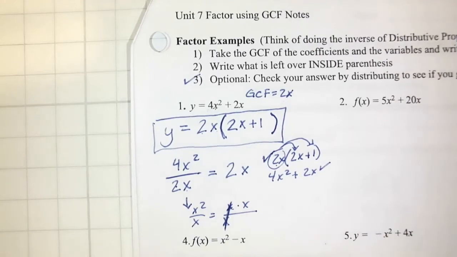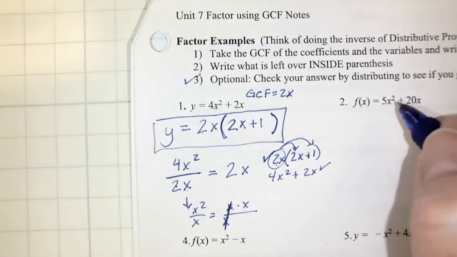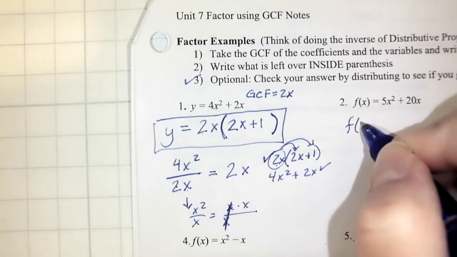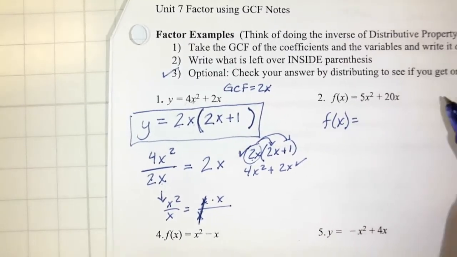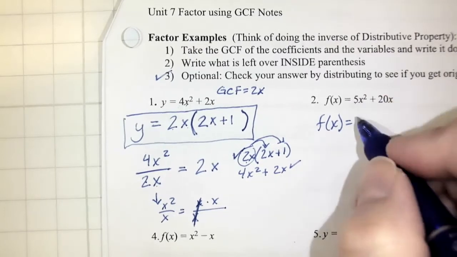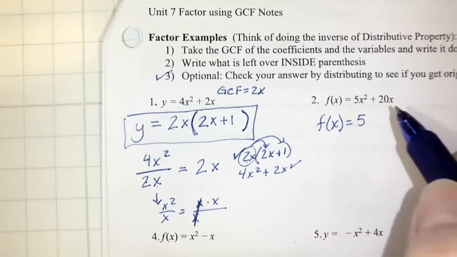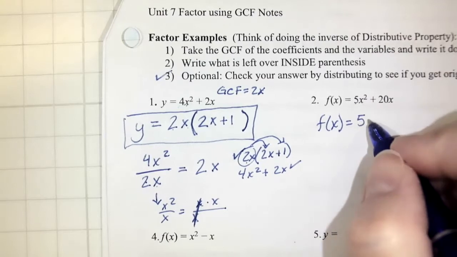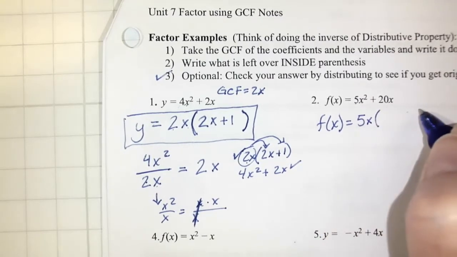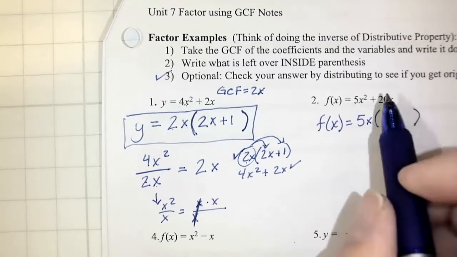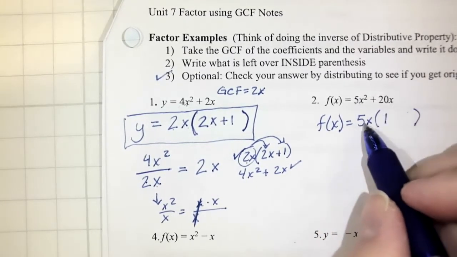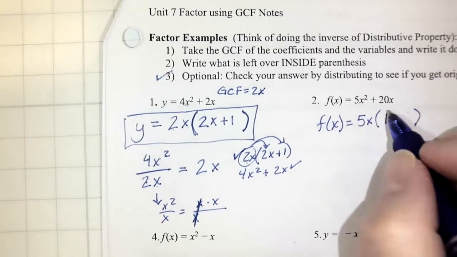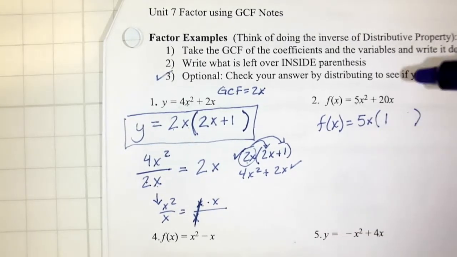Let's look at example 2. f of x equals 5x squared plus 20x. So what's the GCF of 5 and 20? It's 5. What's the GCF of x squared and x? It's x. So now I'm factoring out or dividing out a 5x. 5x squared divided by 5x is 1. 20x divided by 5x, excuse me, it's 1x. So we'll just write x.